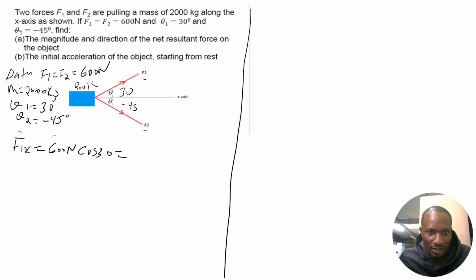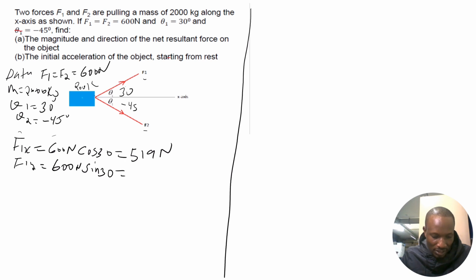519 newtons. And force 1 in the y component is going to be the magnitude of force 1, which is 600 newtons, but this time it is sin 30, which is going to give us 600 sin 30, which is going to give us 300 newtons.